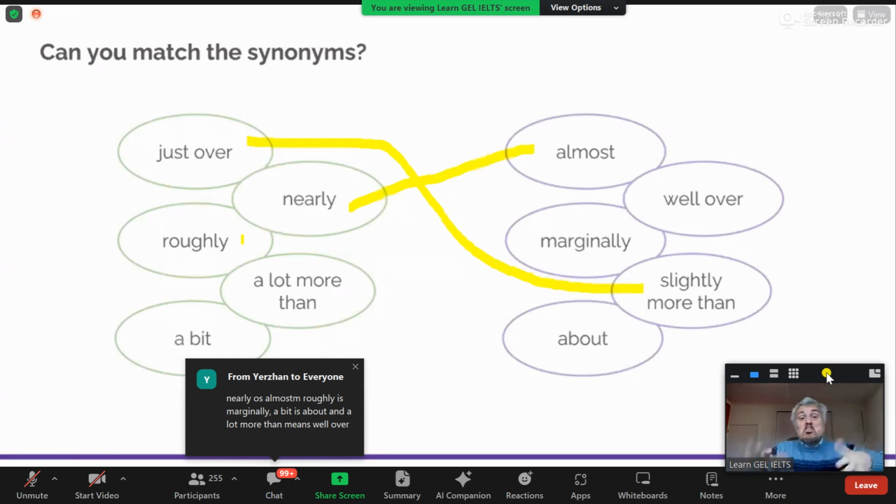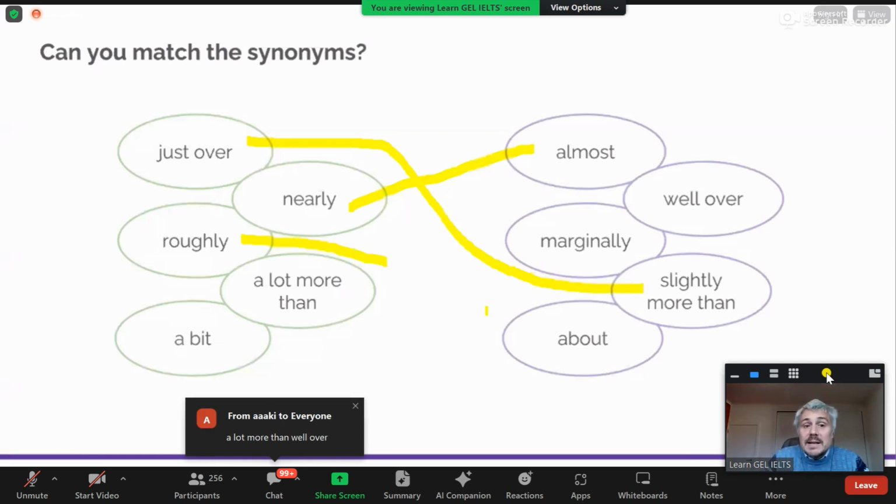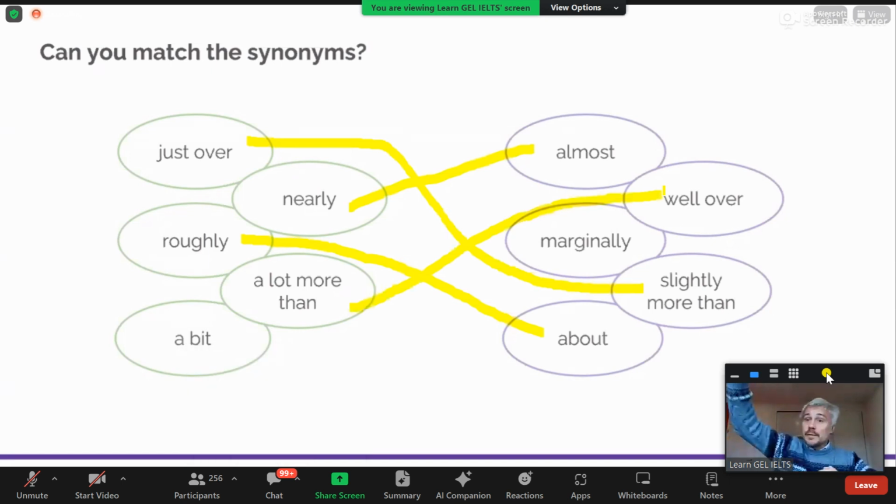Roughly means we don't know the number. It's approximate. And a synonym for roughly is about. It's about 25%. It's roughly 25%. A lot more than is a big difference. It's the same as well over. And a bit means a small amount.